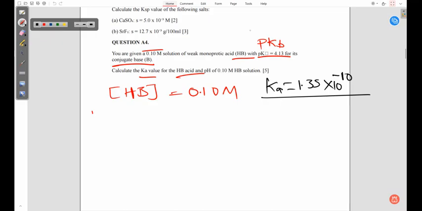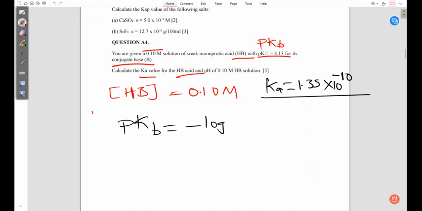Okay, so in summary, the things that you have to know is the pKa, or in this case we're dealing with the pKb. The pKb is basically equivalent to the negative log of Kb. Okay, this is a functional relationship, so you have to know that.